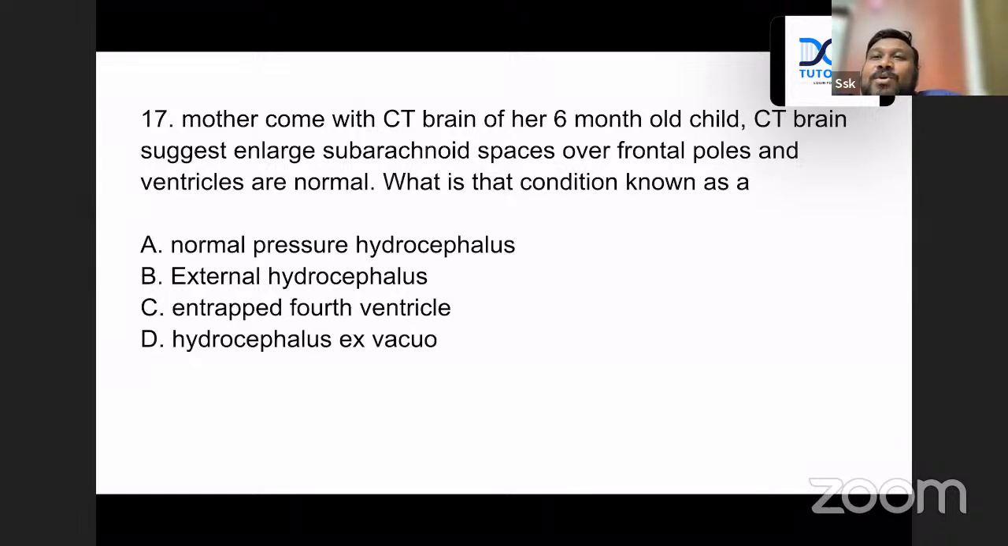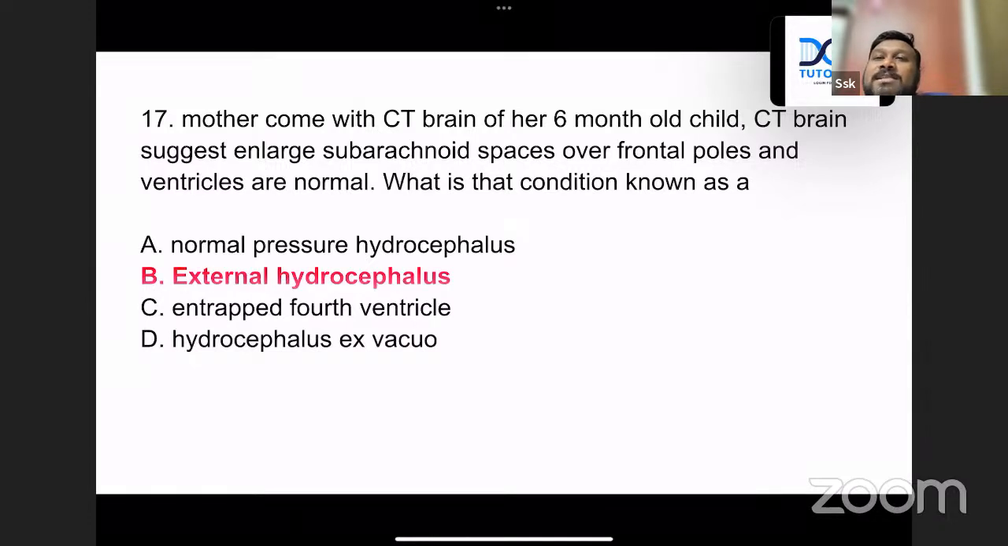In that scenario, out of pressure, or even out of taking a precaution to rule out the worst outcomes, we subject children to CT scans. In that scenario, this can happen very commonly, where the subarachnoid spaces are enlarged and the ventricles are normal. This is what you call external hydrocephalus. This is not going to be a significant finding. It will resolve on its own. As the child matures, the subarachnoid spaces will come back to normal, and the ventricles will always be normal. So it is called external hydrocephalus, and it doesn't require any treatment.